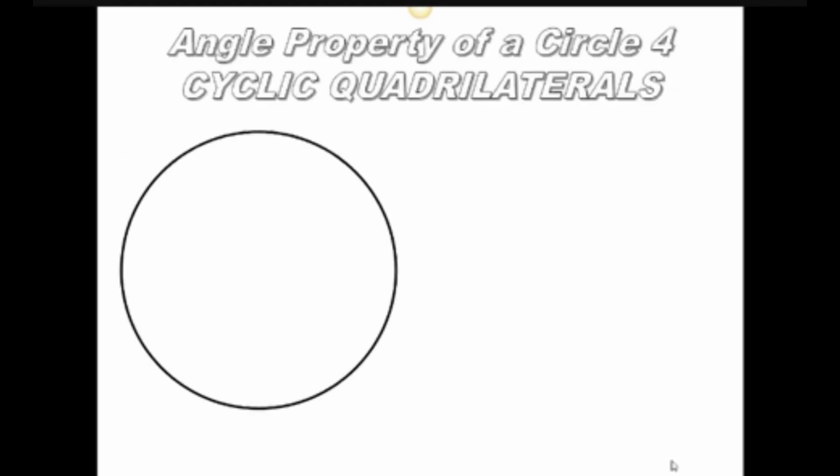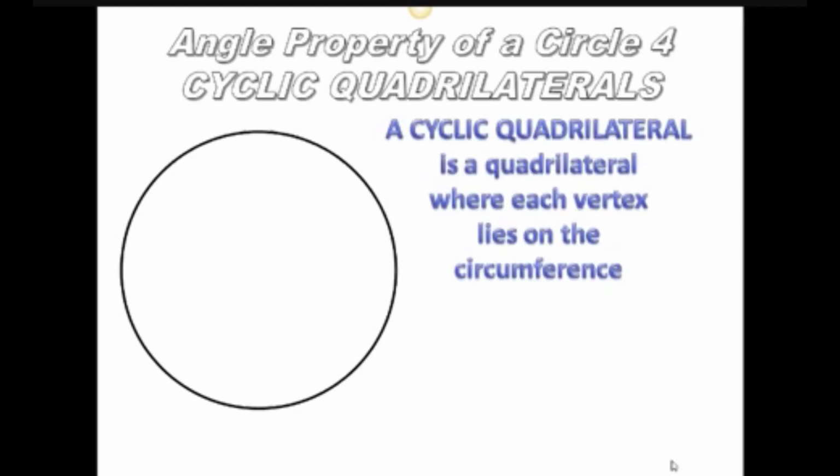Okay, our next angle relationship relates to something called a cyclic quadrilateral. Now, of course, we know a quadrilateral has four sides. Now, a cyclic quadrilateral is where the four vertices of the quadrilateral actually touch the circumference of the circle. Okay, so that's an example of a cyclic quadrilateral.